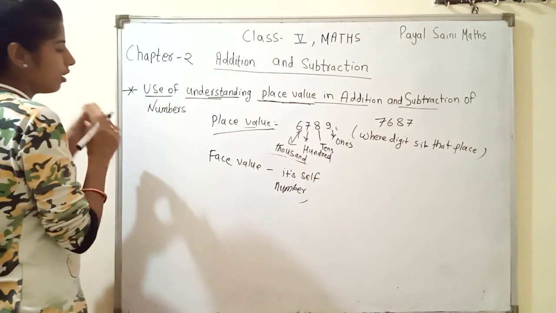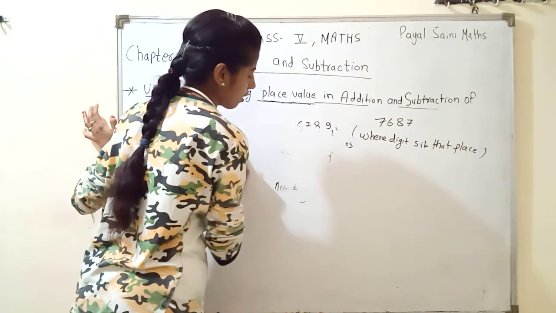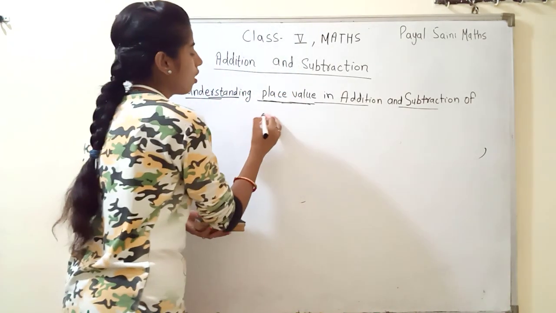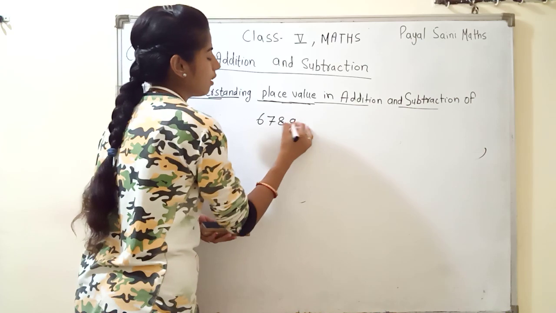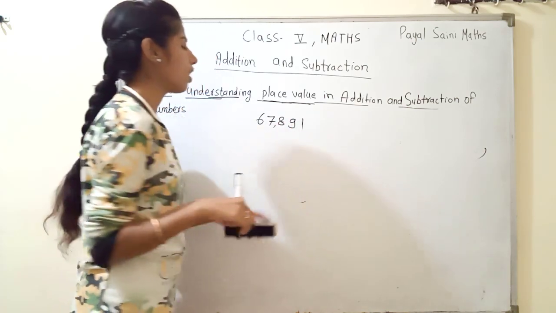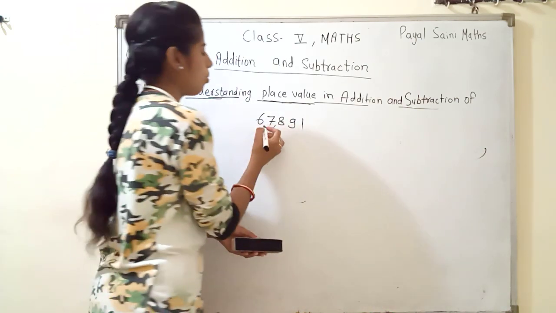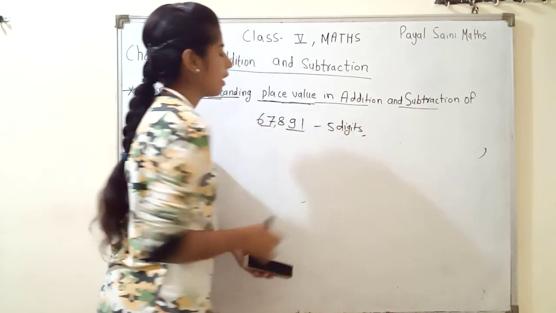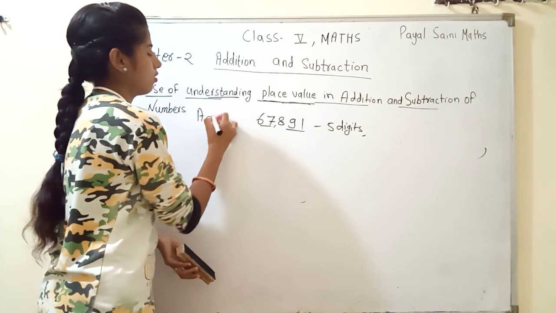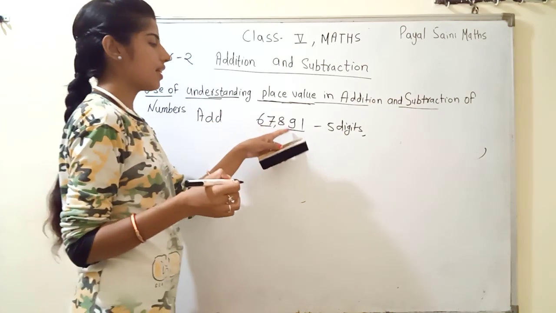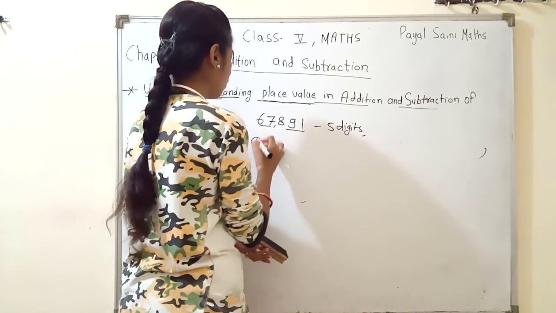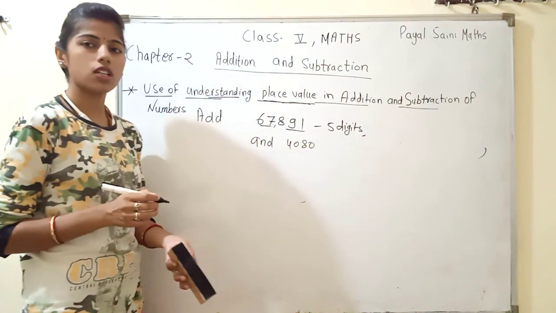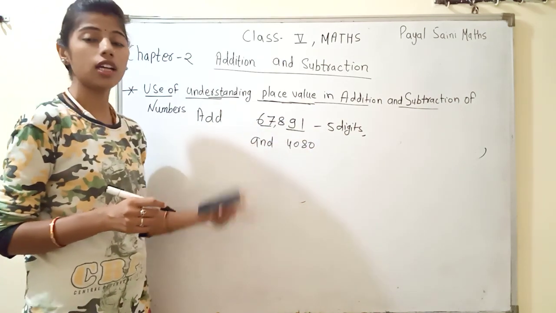How? We can understand by an example. I write here one example: 67,891. How many digits are here? 5 digits. And I say add 67,891 and 4080. It means the addition of both numbers.